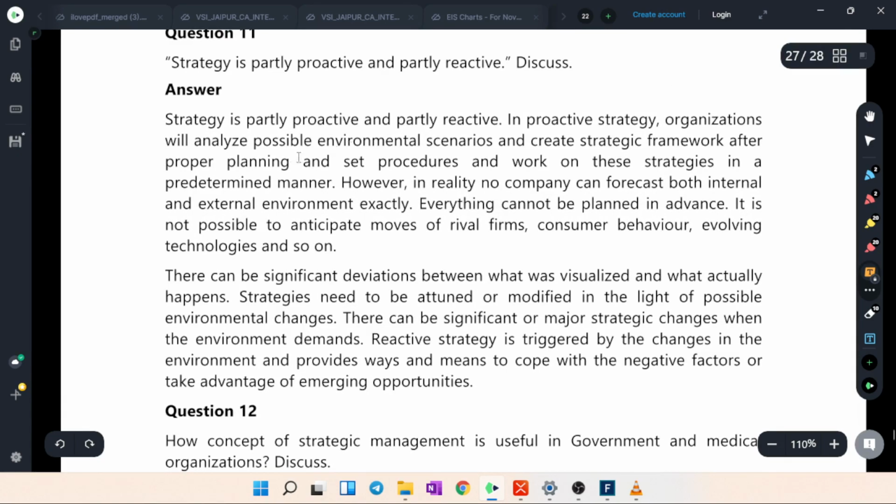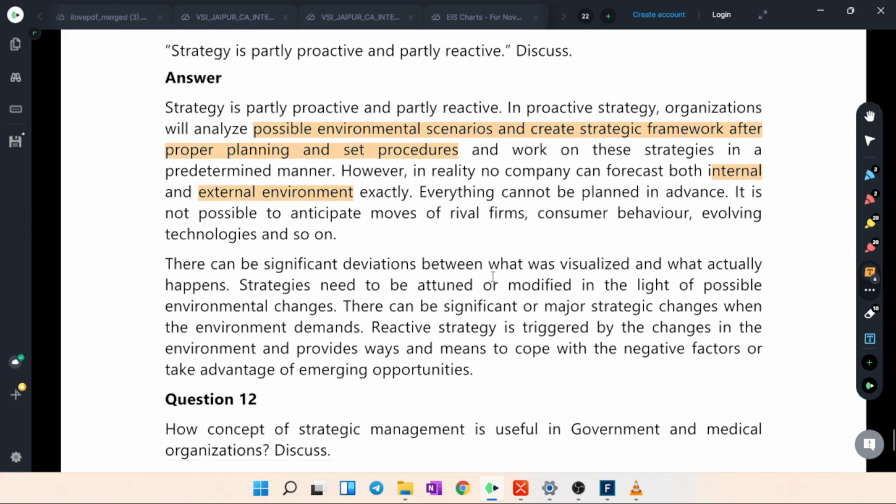In proactive strategy, organizations analyze possible environmental scenarios, create a strategic framework after proper planning and set procedures, and work on the strategies in a predetermined manner. However, in reality, no company can forecast both the internal and external environment exactly. Everything cannot be planned in advance. It is not possible to anticipate moves of rival firms, consumer behavior, evolving technology, and so on.